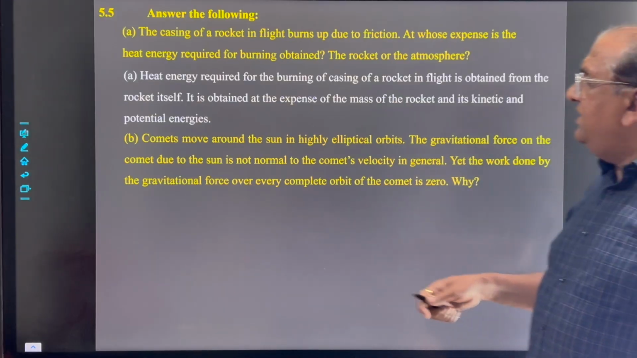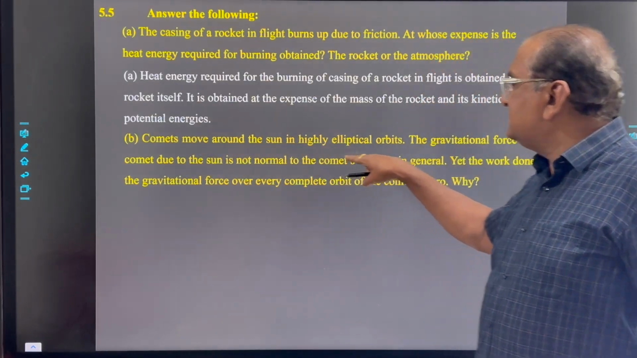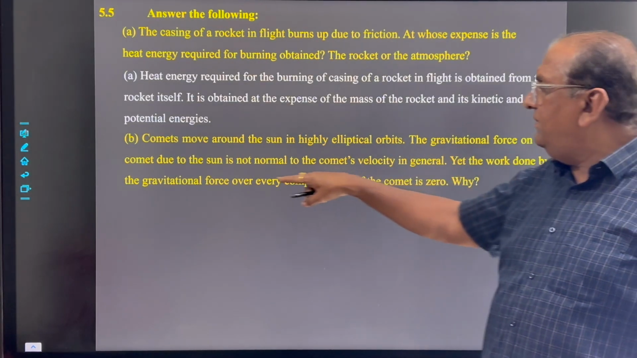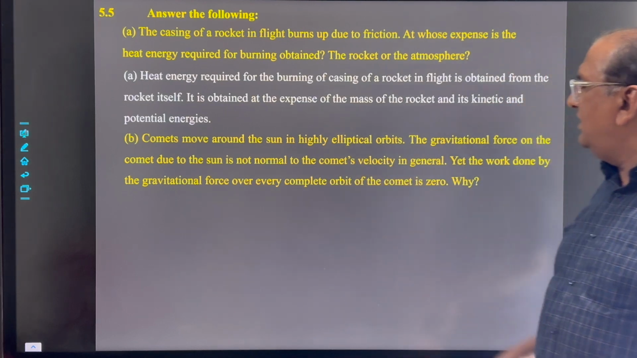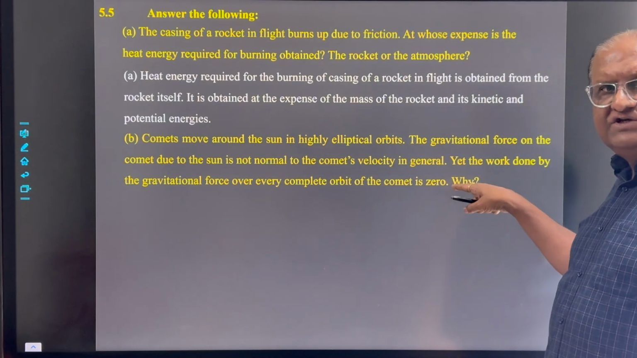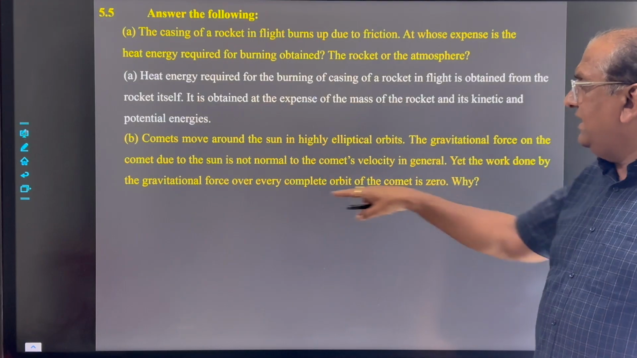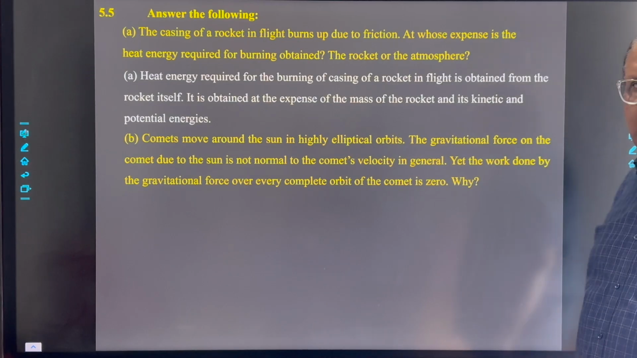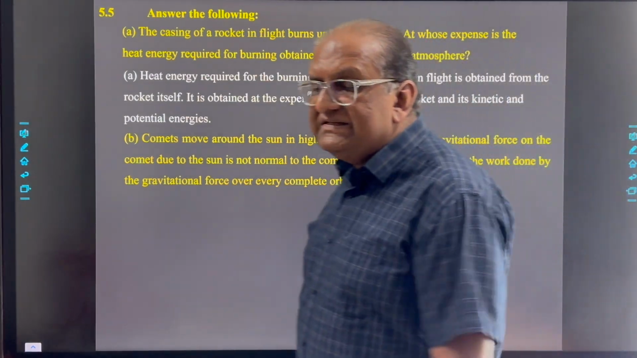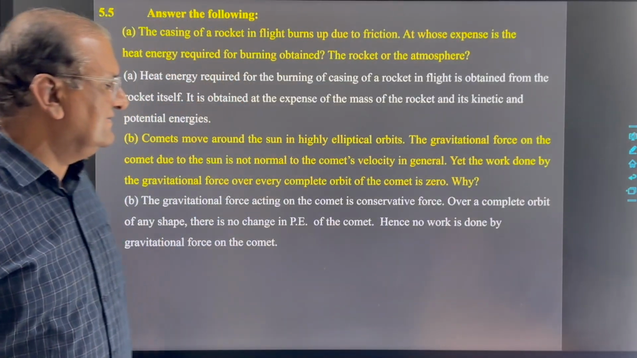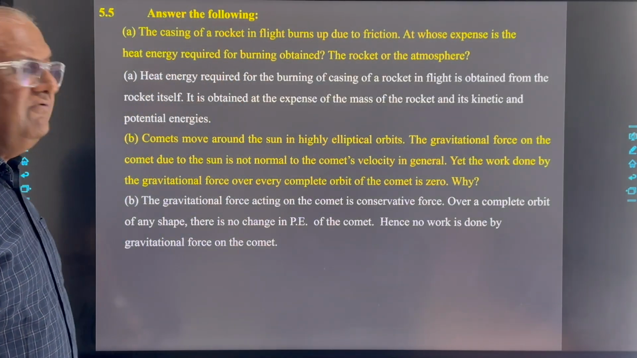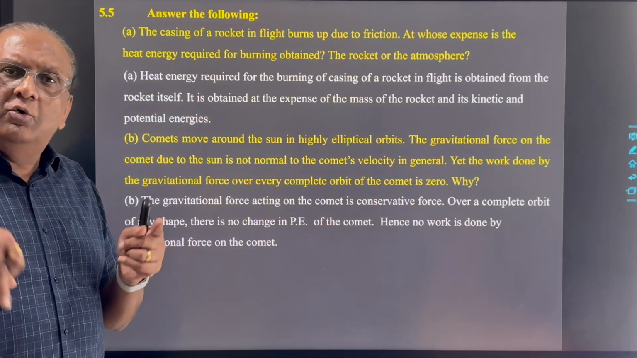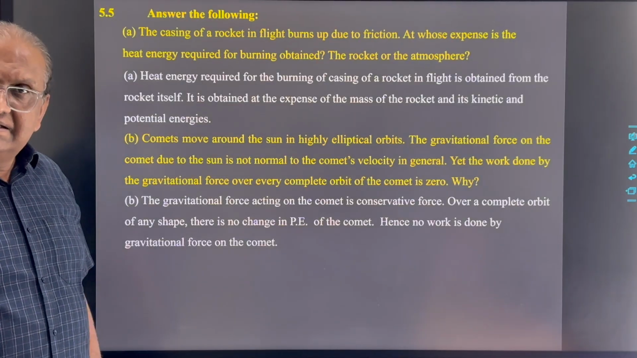Okay. Then B. Comets move around the sun in a highly elliptical orbit. The gravitational force on the comet due to the sun is not normal to the comet's velocity in general. Yet the work done by the gravitational force over every complete orbit of the comet is zero. Why? Because we already discussed this, the gravitational force is a conservative force. And for a conservative force, the work done on a closed path is always zero.